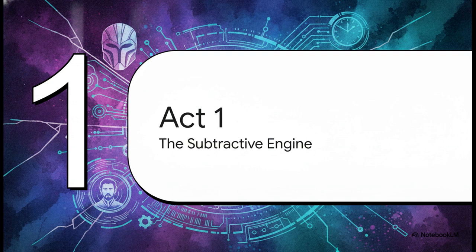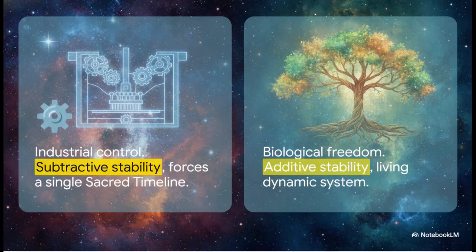Act 1, the subtractive engine, or basically, ultimate control. To really grasp where this complex system is heading, we first have to look at how it started. We have to begin with what is basically the ultimate admin approach to reality, which is Kang and the Time Variance Authority. On one side of the multiversal coin, you've got Kang's temporal loom. This represents pure industrial control. It operates through subtractive stability. That means it maintains order by simply eliminating any deviation, violently forcing everything into a single sacred timeline. But as you can imagine, that constant exclusion builds up massive pressure.